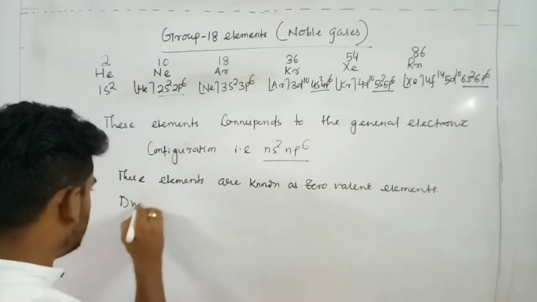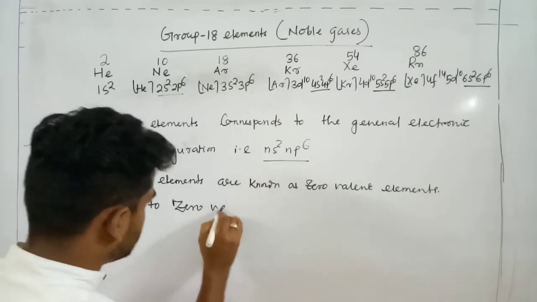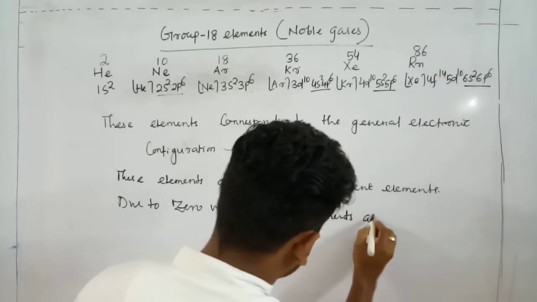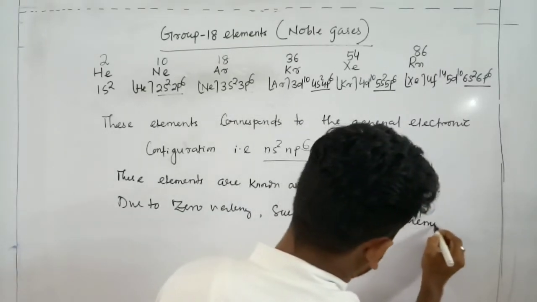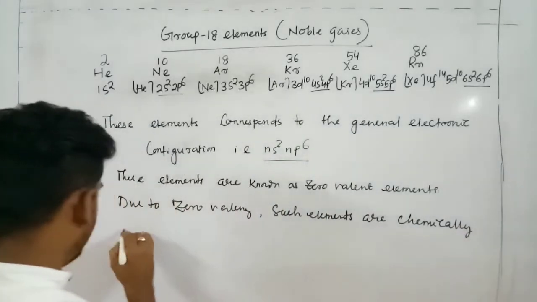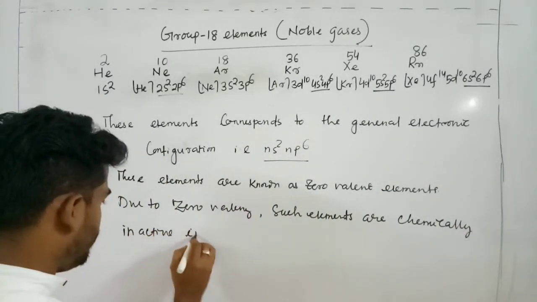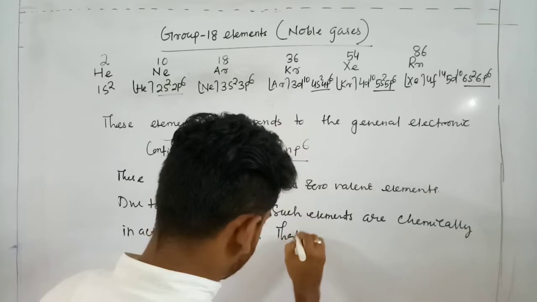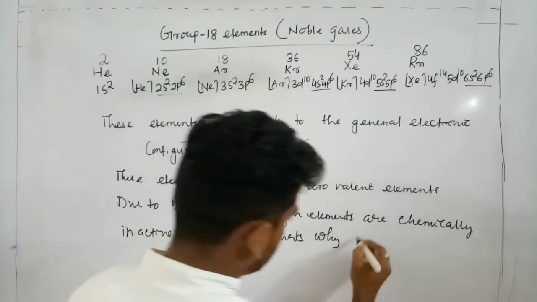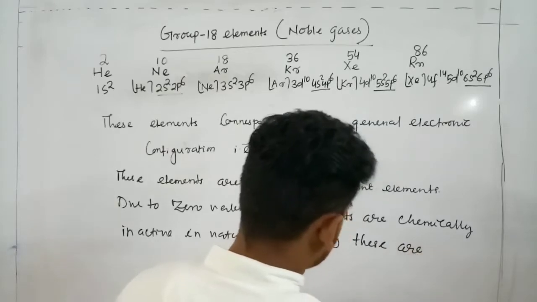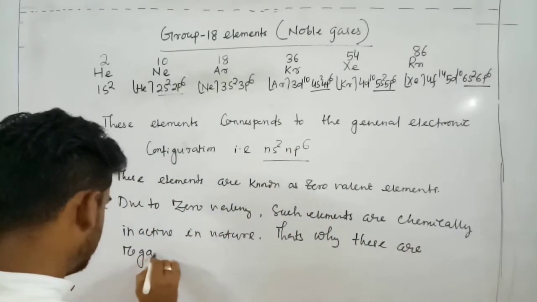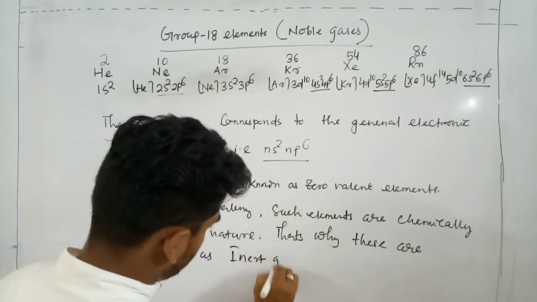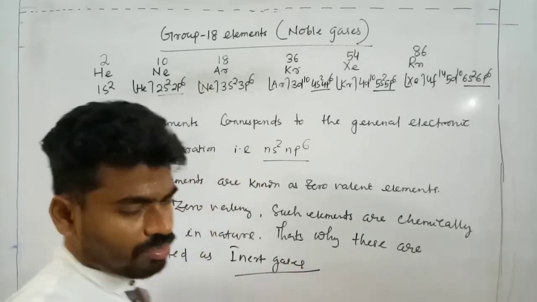Due to zero valency, such elements are chemically inactive in nature. That's why these are regarded as inert gases. That's why these are known as inert gases.